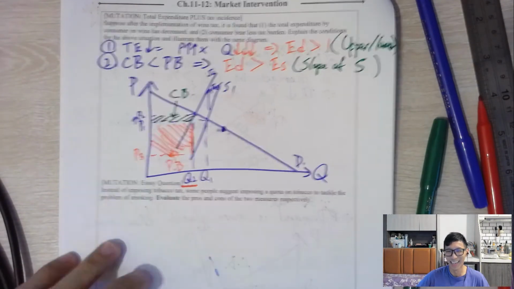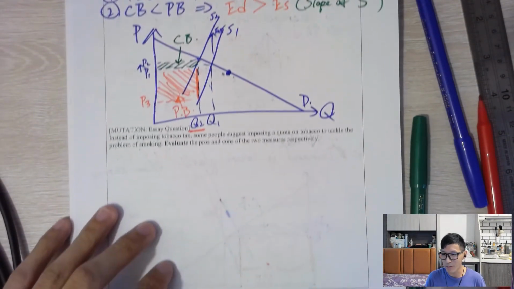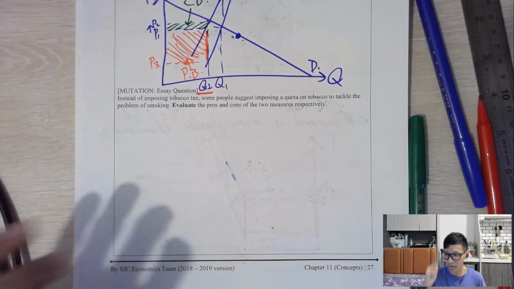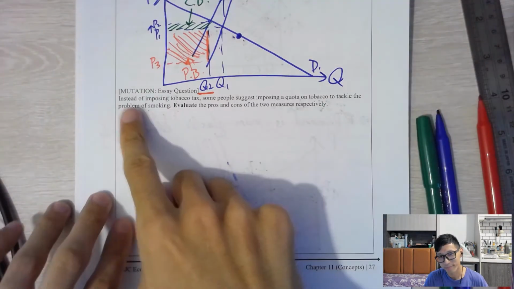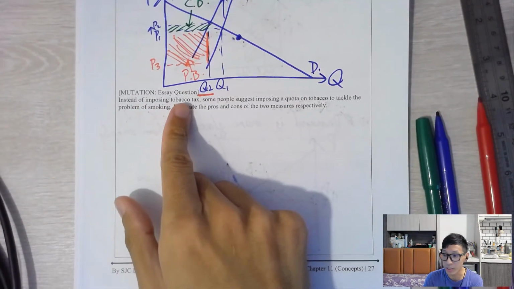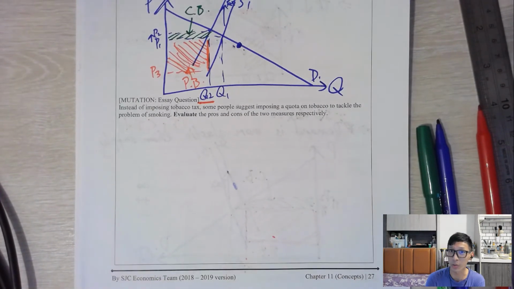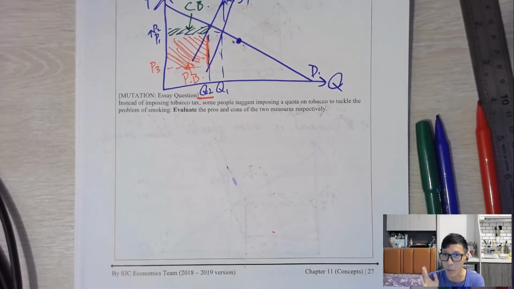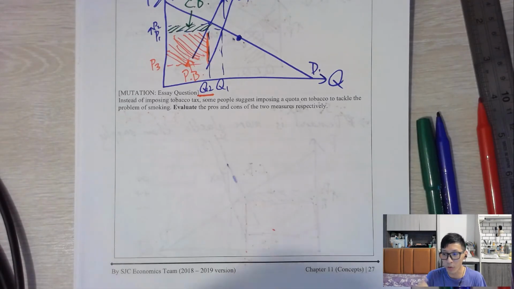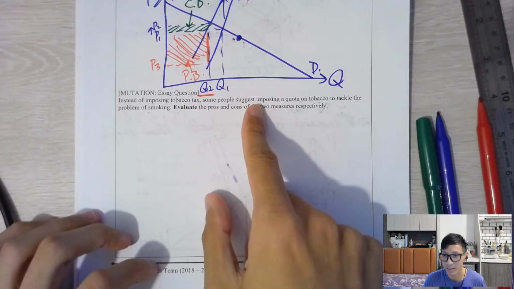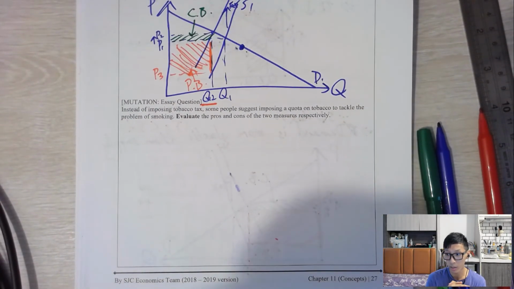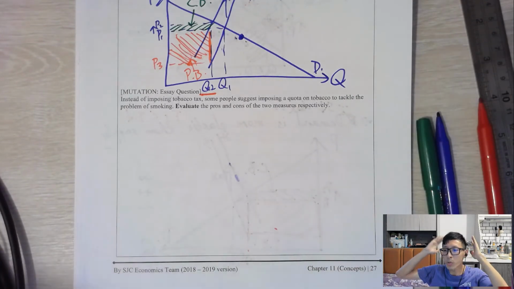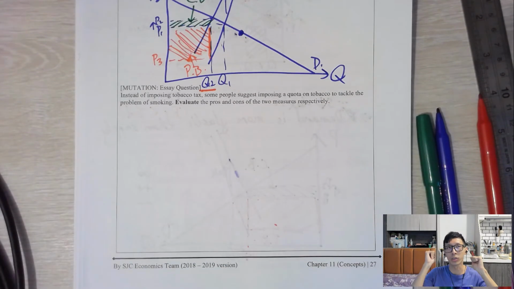Take a breath first. OK, now, there is one final mutational question, which I call essay question. Now, what does that mean? Instead of imposing tobacco tax, we know there is a tobacco tax now in Hong Kong, right? We impose tobacco tax to discourage people from smoking. Now some people suggested imposing a quota on tobacco instead. If you don't want people to smoke, just set a quota. Don't let the producer produce that many tobacco.